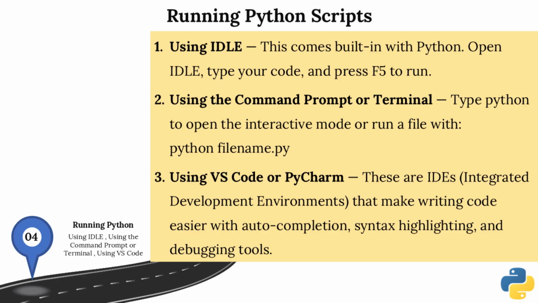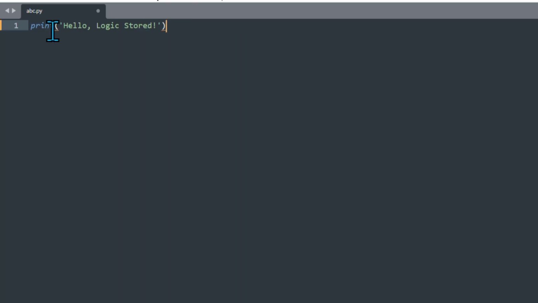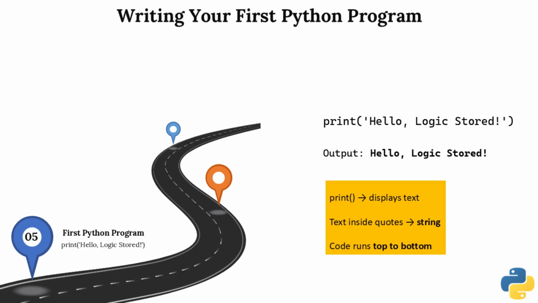Let's write your first Python program. Open IDLE or your favorite editor and type print hello logic stored. Now run the file. If you see hello logic stored printed on the screen, congratulations, you have just written your first Python program. What just happened? Print is a built-in Python function that outputs text to the screen. The text inside quotes is called a string. Every line of Python code executes from top to bottom.